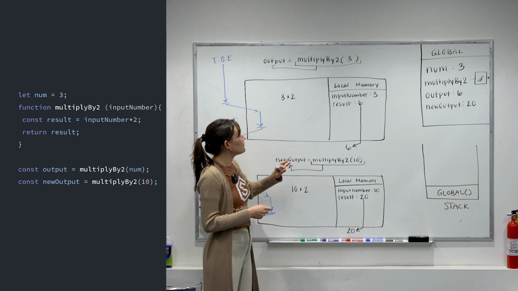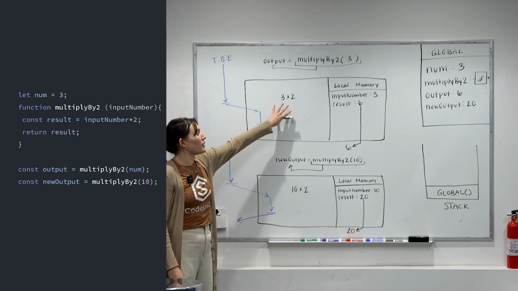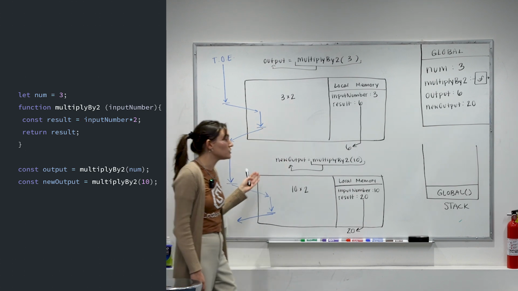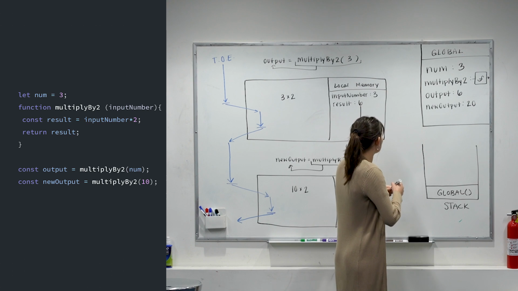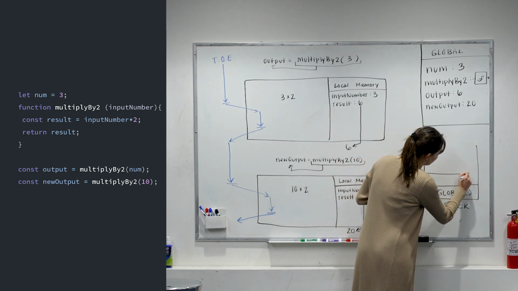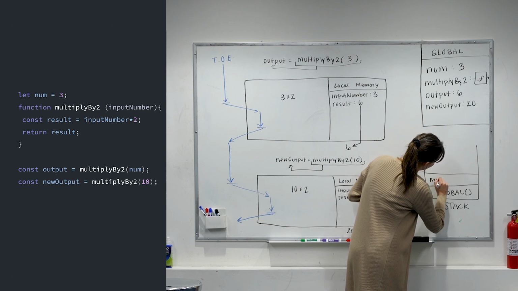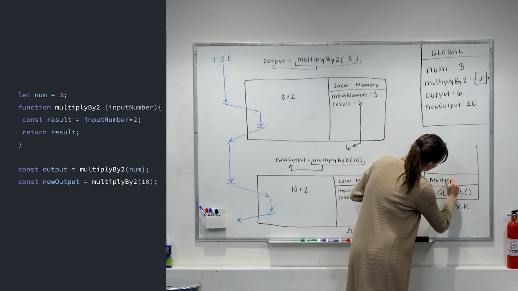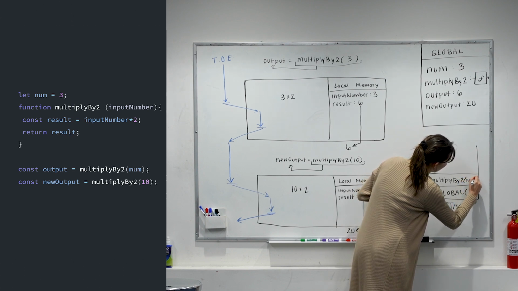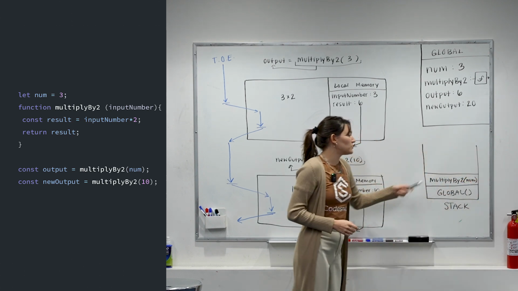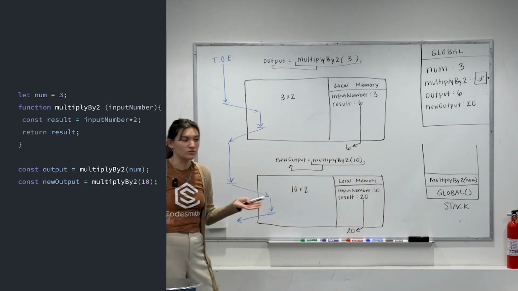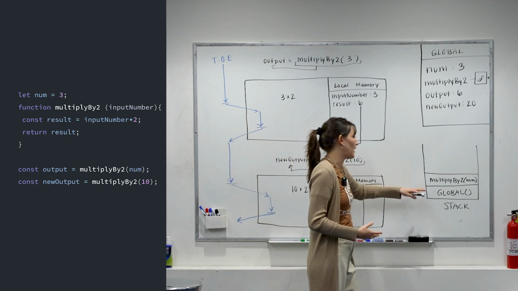Now, whenever we invoke multiplyBy2, passing in 3, and we open up this local execution context, we are going to add a frame to the stack representing this execution context. So we have multiplyBy2, passing in num. And now, multiplyBy2, passing in num is at the top of the stack. So this is how JavaScript knows this is where we're executing code right now.